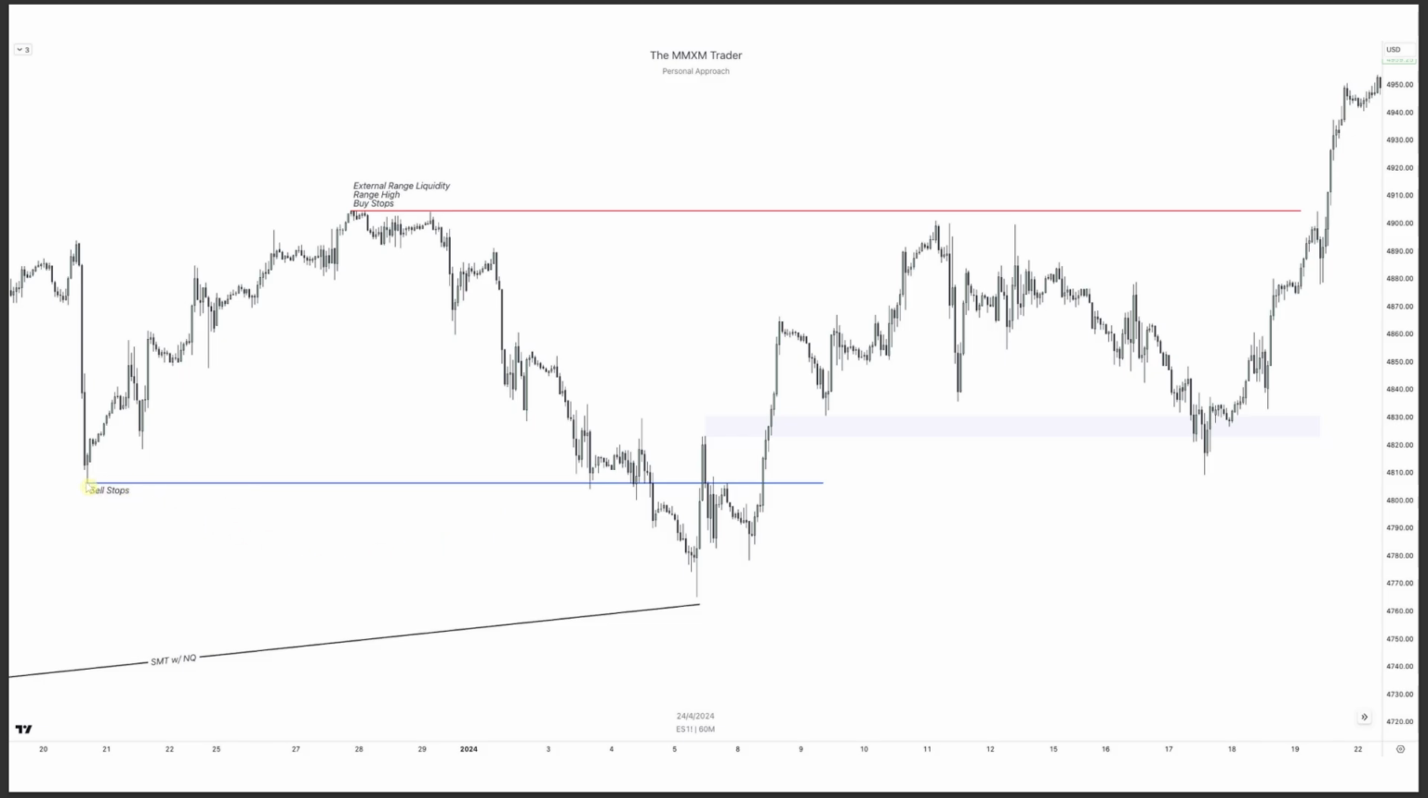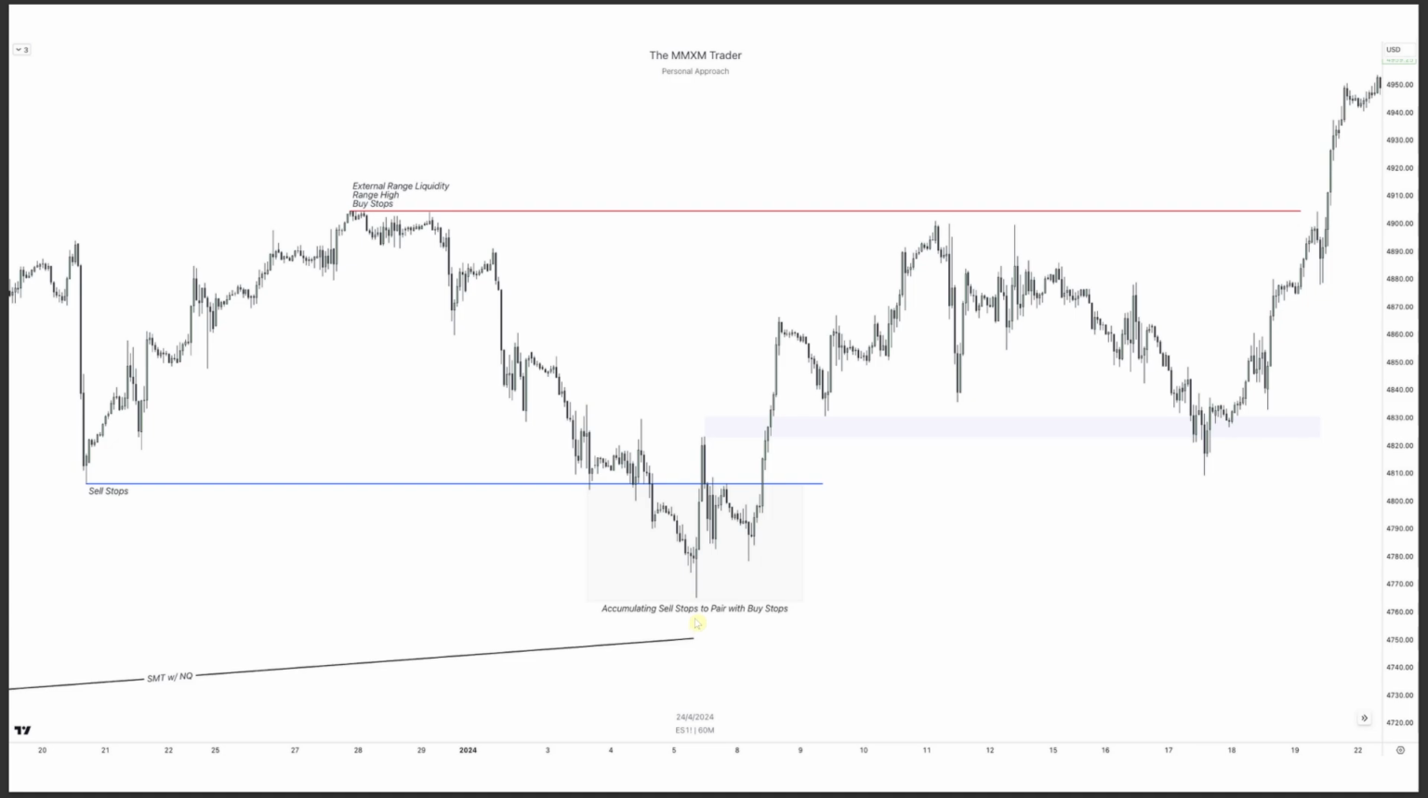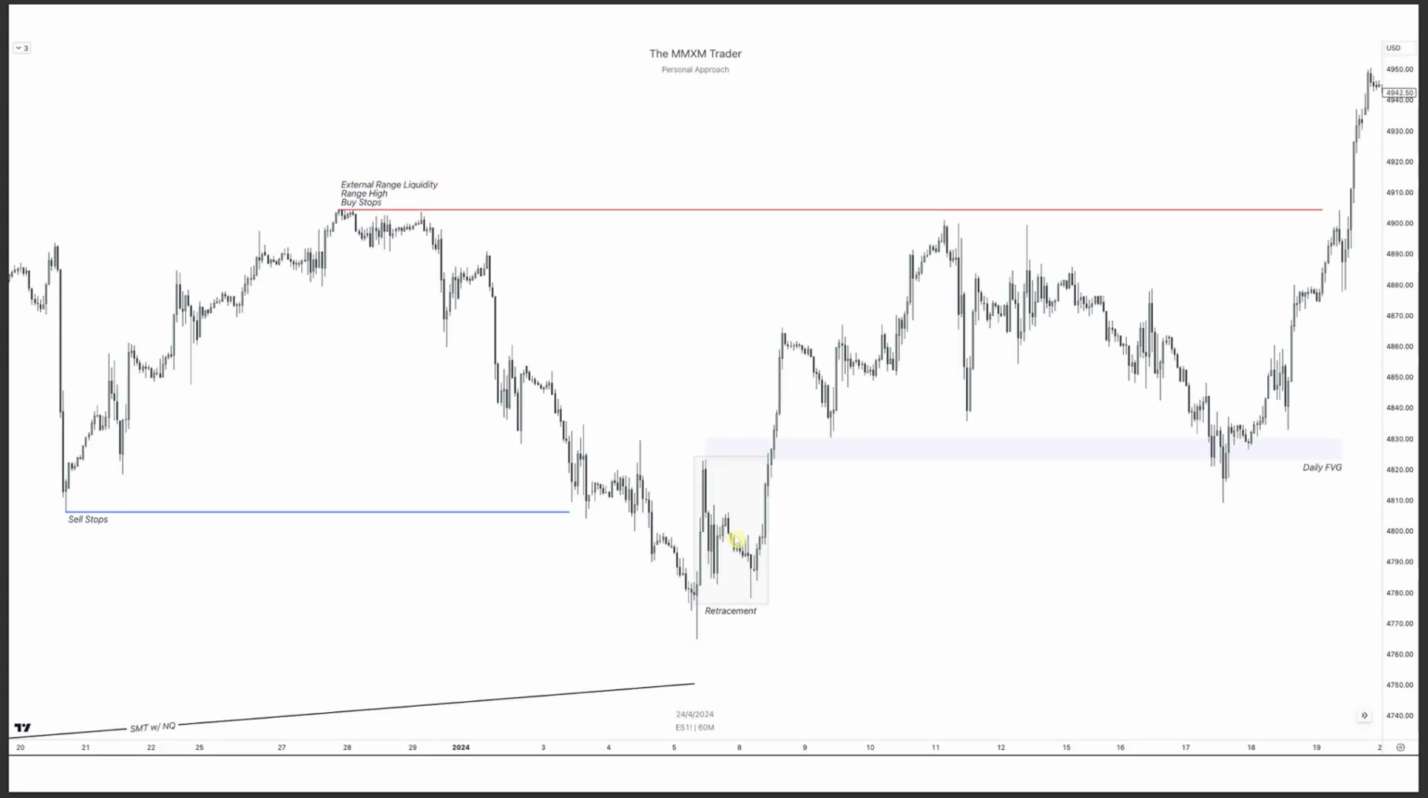So over here, we take out this old low, which means we are accumulating those sell stops to pair them up with the buy stops above here. And where does the opportunity lie, right? In the retracement, just like we showed on the daily chart earlier. Now we can do the same thing on the 1 hour chart. So what do we notice over here in this retracement, right?